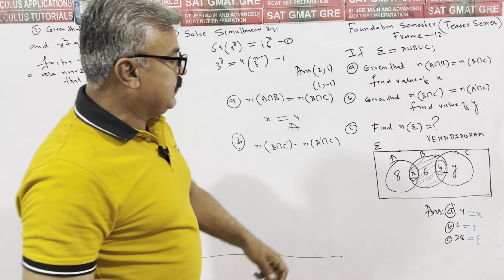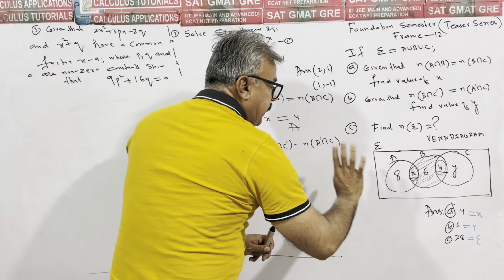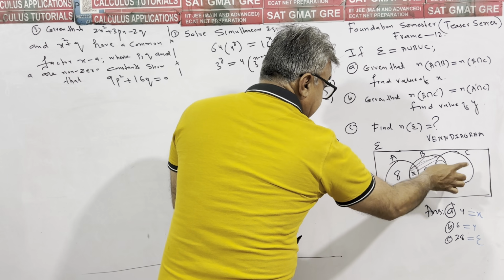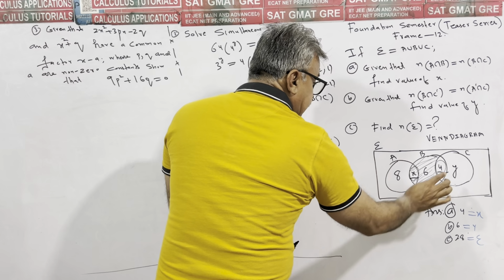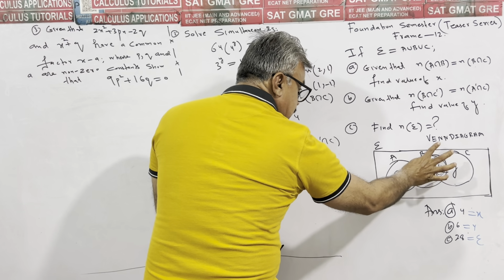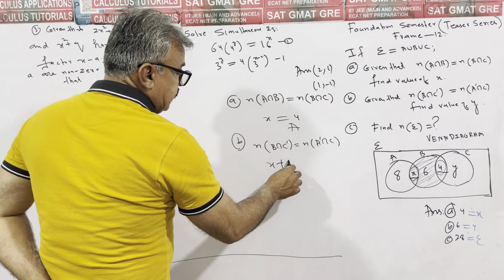B intersection C complement: C complement is overall, then we have to restore B. If we restore B, that is X and 6, except C. We have to restore the portion of B excluding C, which means X and 6. So it is equal to X plus 6.